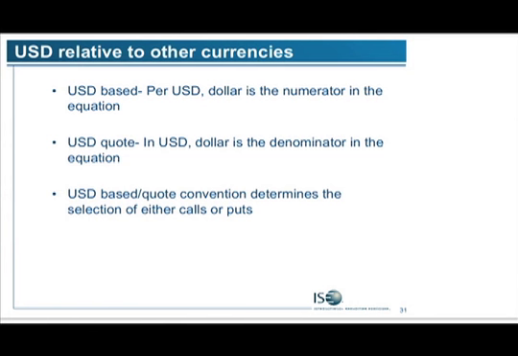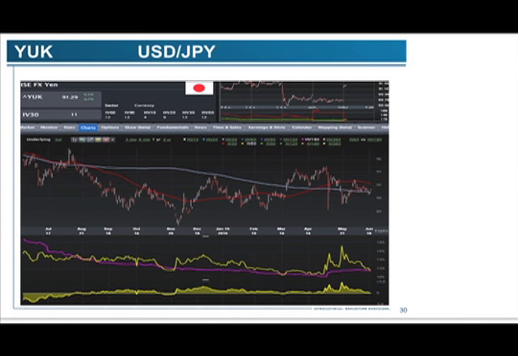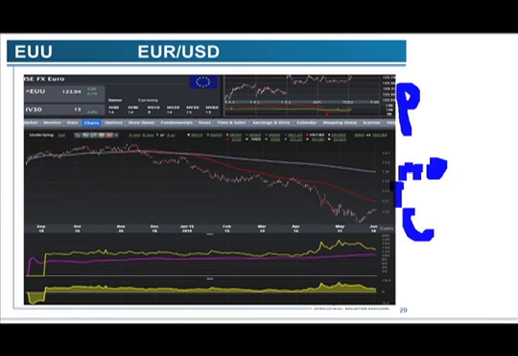The U.S. dollar base, if you take a look at the dollar base divided by the quote currency, determines a selection of calls or puts. Very, very important. I like to say, look at the base and then determine your view of the base. So here, what's your view of the base? If you're bullish on the dollar, you'll be looking at calls. If you're bearish on the euro, you'll be looking at puts, but if you're bullish on the euro, you're looking at calls. I hope that's pretty straightforward.